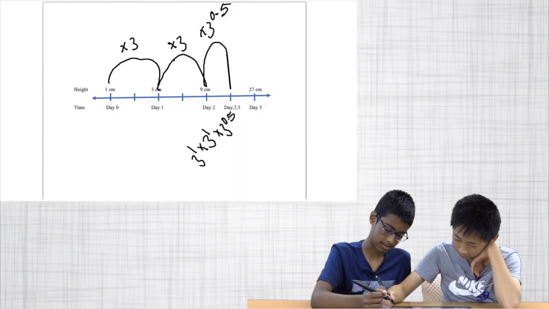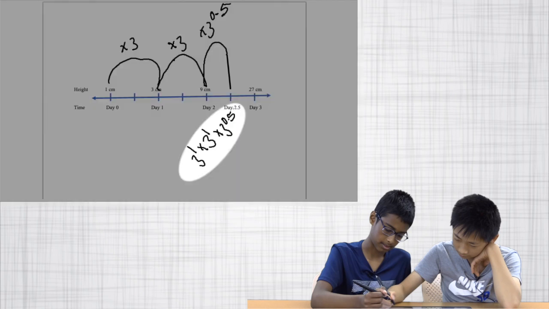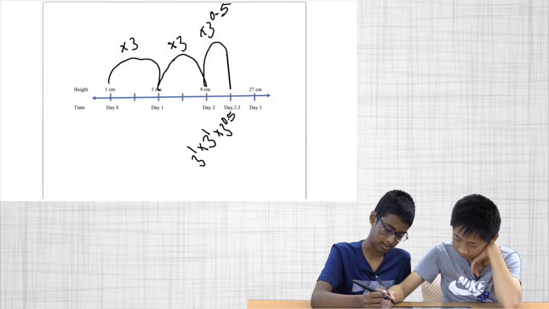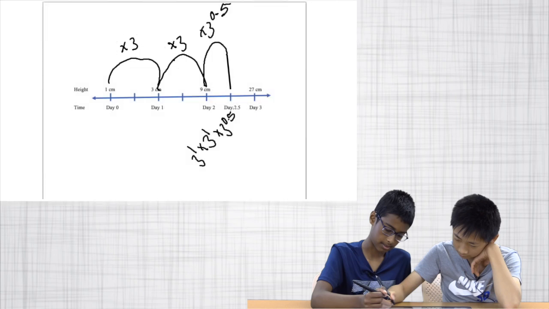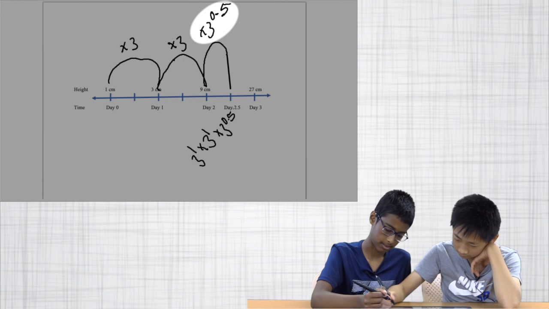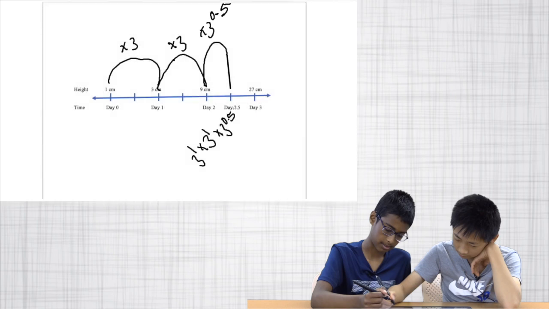Finally, for the third expression, 3 to the power of 1 times 3 to the power of 1 times 3 to the power of 0.5, Josh and Arabindo explained that they knew that the beanstalk would increase by a factor of 3 from day 0 to day 1 and from day 1 to day 2, and that the height of the beanstalk would increase by a factor of 3 to the 0.5 from day 2 to day 2.5. In the next episode, Josh and Arabindo will explore the height of their beanstalk on day 1 1/3.